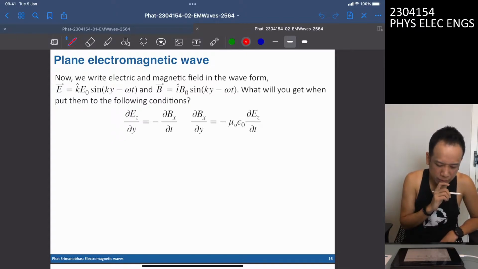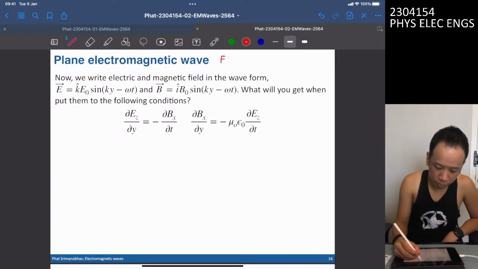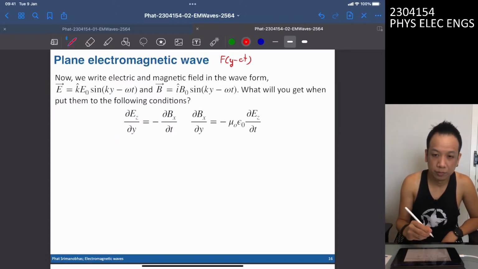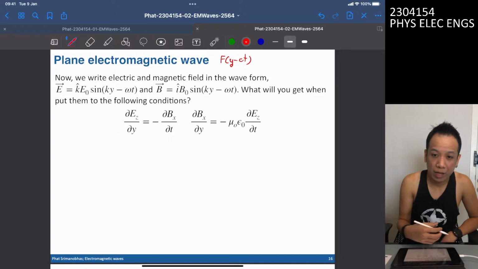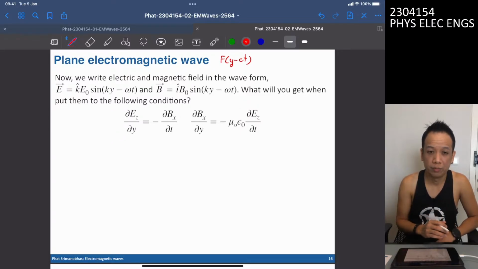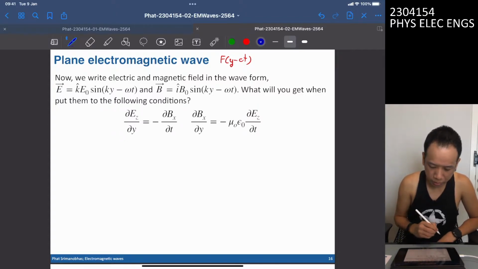But you may wonder whether this is a wave, because it's different from what we were talking about. We say that the general form of a wave is x minus ct, because it's traveling in the x direction. But here we're traveling in the y direction, so it's y minus ct. But this is ky minus omega t. Is it a wave? Yes, and we're going to prove it. For now we just assume this form, and then we prove the relation, and after that you will see that this is a wave. Okay, let's try to do that.